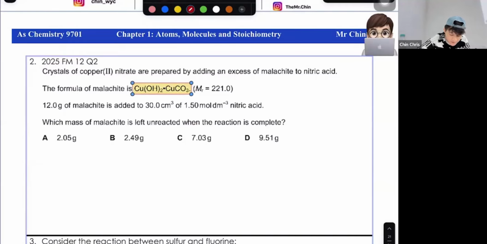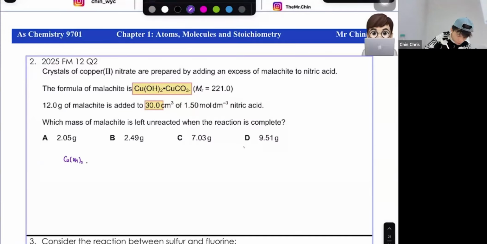Formula of malachite is this amount, yeah? 12 gram of malachite is added into 30.0 cm³ of 1.5 nitric acid. Which mass of malachite is left unreacted when the reaction is complete? Okay? Guys, what I want you to do is balance the equation first.